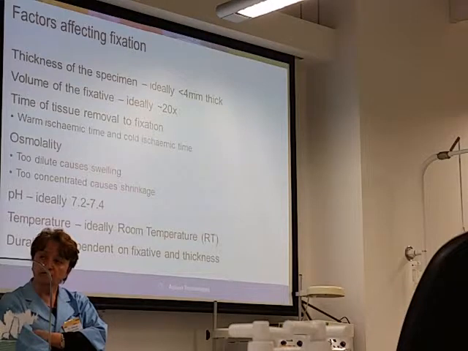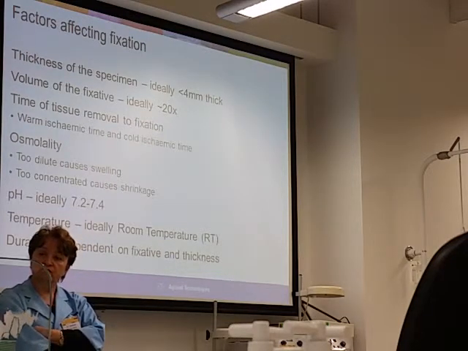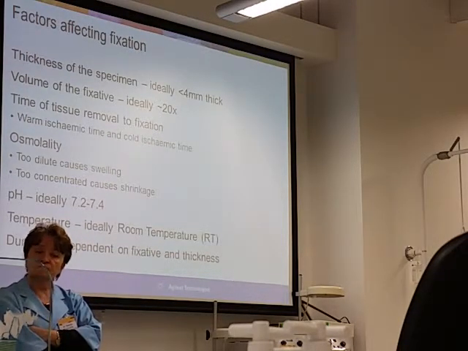So if we have a fixative that's too dilute, what will happen is that water will try to go into the cell to dilute the cell, and that causes the cell to swell. In reverse, if we have a fixative that's too concentrated, the water that's inside that cell is going to migrate out through the cellular wall and try to dilute the fixative, and that then causes shrinkage. So it's important that we get this bit right.